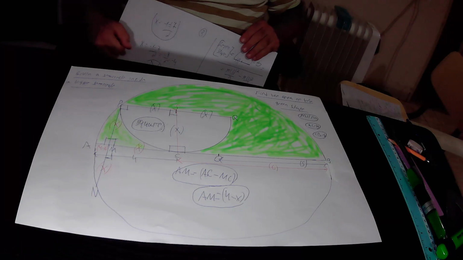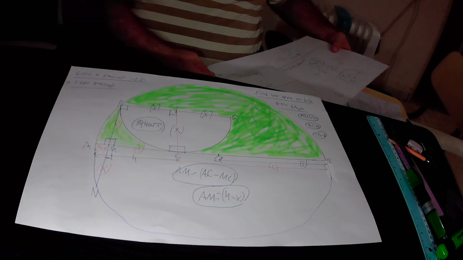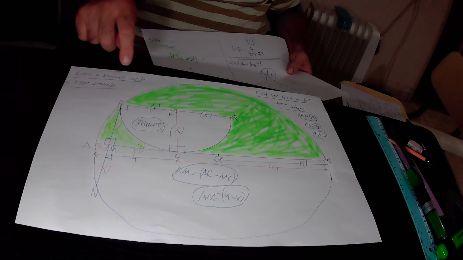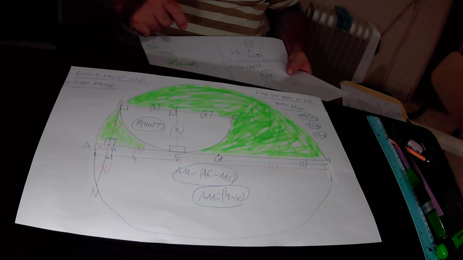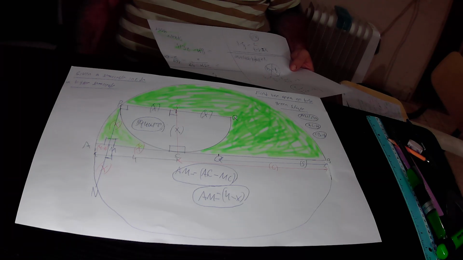So in total, the green shape, that is the area that we are looking for in this question, is equal to 8 pi square units. In terms of numbers, this green shape is equal to 25.13 square units. Okay, thank you very much.